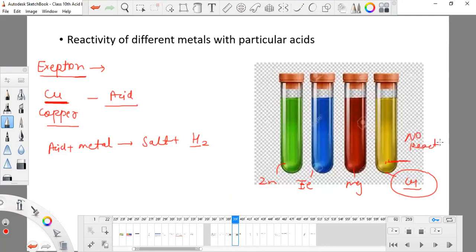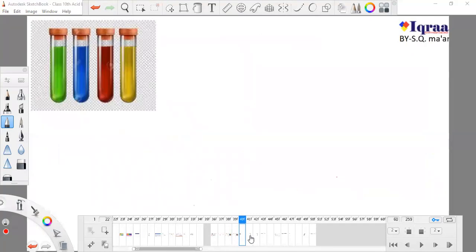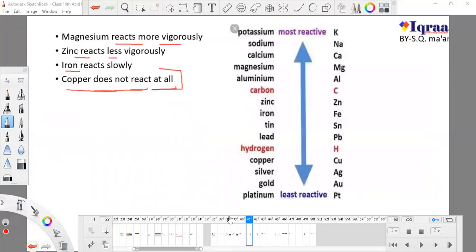Whatever acid you add, if you add HCl, there will be no reaction. If you add H2SO4, there will be no reaction. If you add HNO3, nitric acid, there will be no reaction. So why is there no reaction with copper? There is no reaction with copper because of what is known as the reactive series. What is this reactive series?